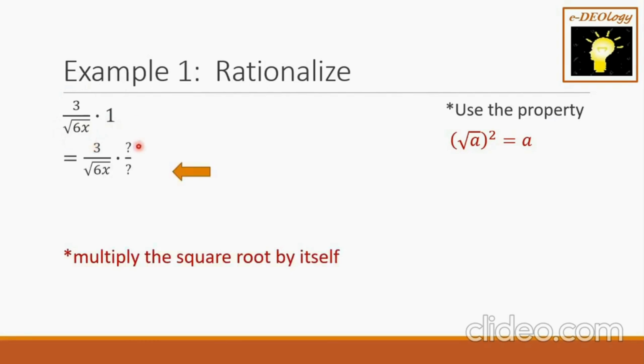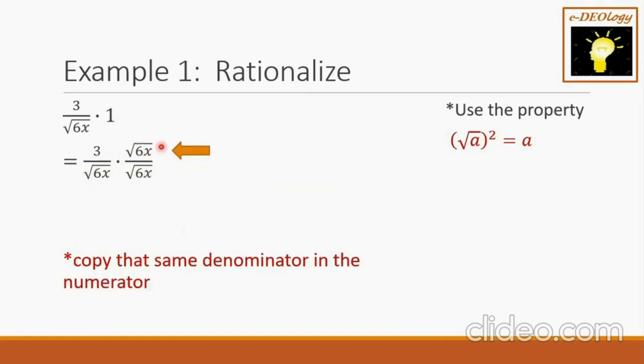The next is we're going to show that this one is a fraction. Please remember that our goal here is to remove this radical in this denominator. So there is a clue that we will multiply the square root by itself. It means in this denominator, we're going to use that same value of the square root of 6x. And for the numerator, we're going to copy that same denominator. So this is square root of 6x over the square root of 6x is a value that is equal to 1.